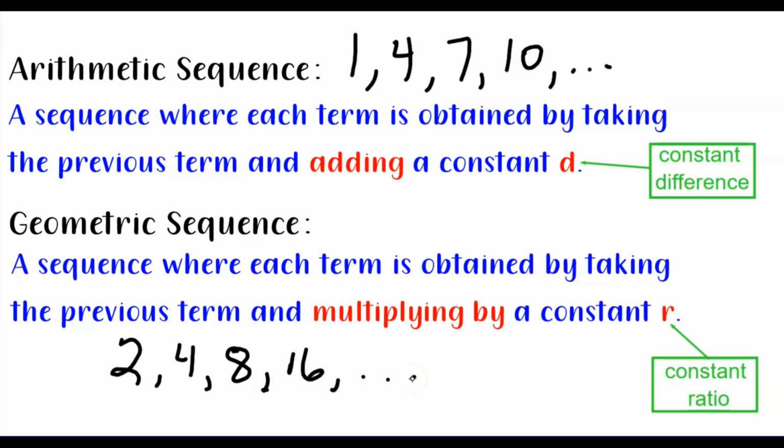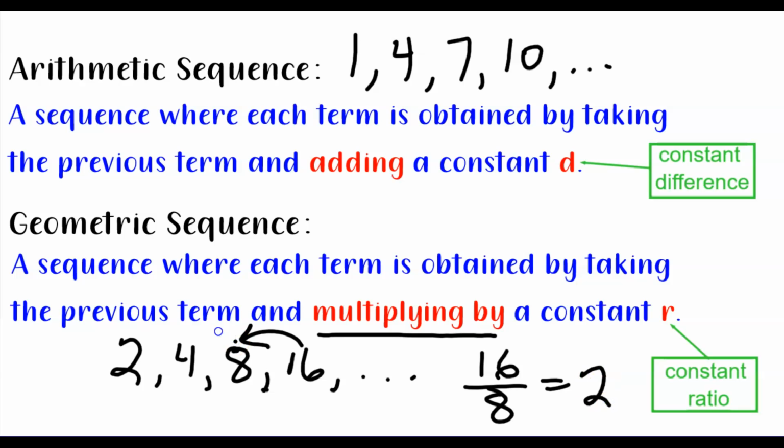This has a constant r, or a constant ratio, and that just means you can find what number you're multiplying by working backwards and dividing. 16 divided by 8 is 2, and that works every single time. That's why it's called a common or constant ratio, because you find it by dividing.